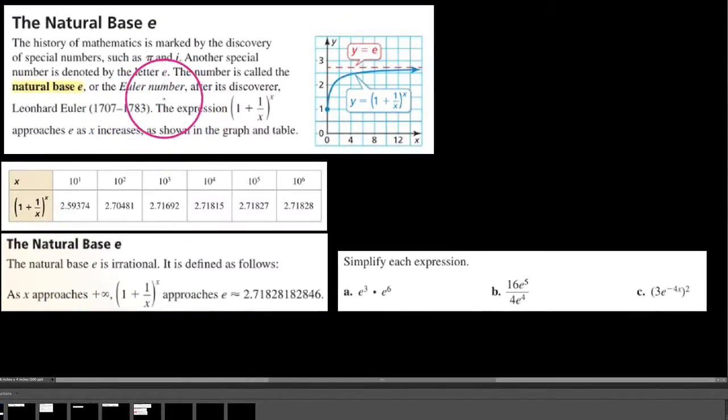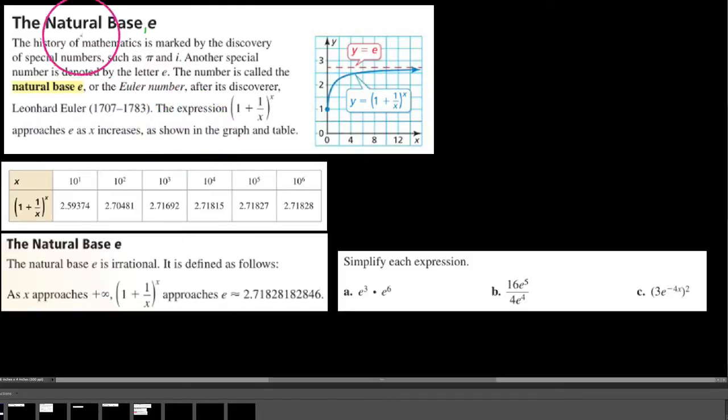Okay, YouTube, this is our first video in which we're going to begin our exploration of what we refer to as the natural base or the number e. And so let's go ahead and start with what the number e is and talk about how we evaluate expressions involving e, and then we'll move forward from there to graph exponential functions involving a base of e.